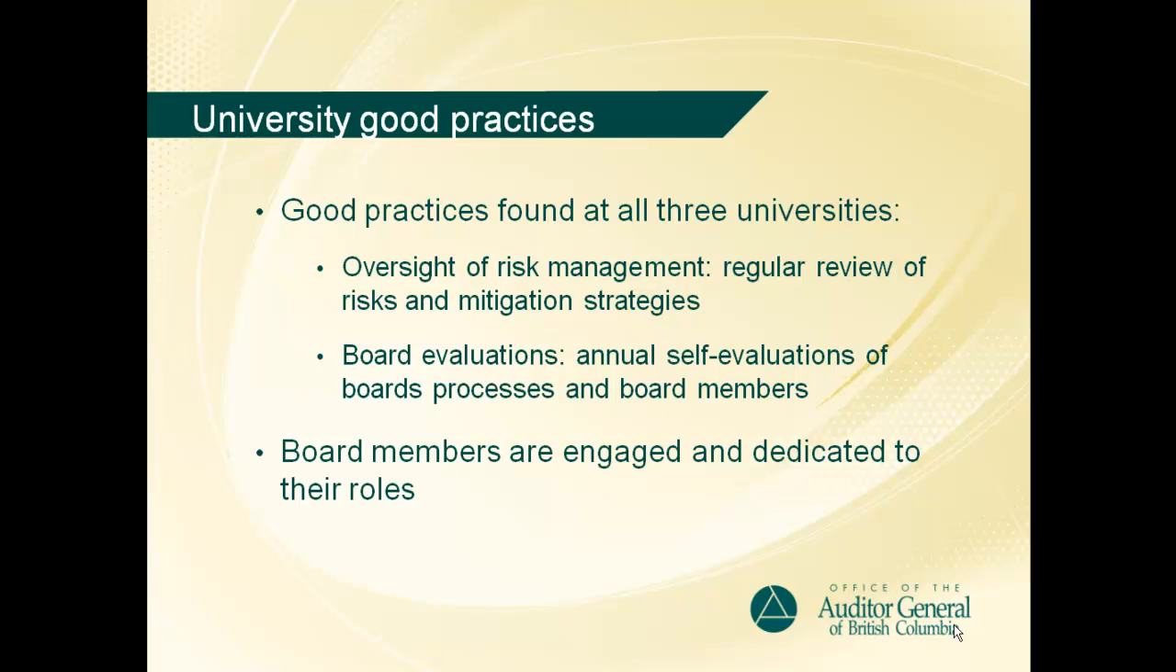Our examinations found examples of good governance practices on the part of all 3 university boards. 2 areas of good practice in particular were noted at each of the 3 institutions. These included oversight of risk management. All 3 university boards are overseeing a formal risk identification and mitigation process. Also, board evaluations. All 3 university boards conduct annual self-evaluations of board processes and board members. Overall, it was encouraging to observe that board members were engaged and dedicated to their public service role.